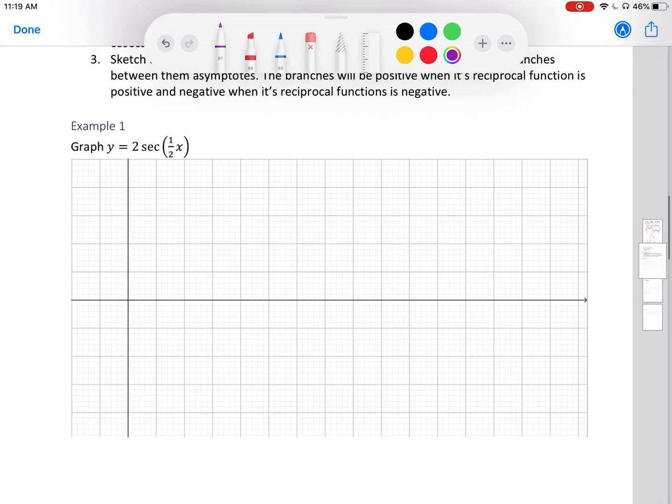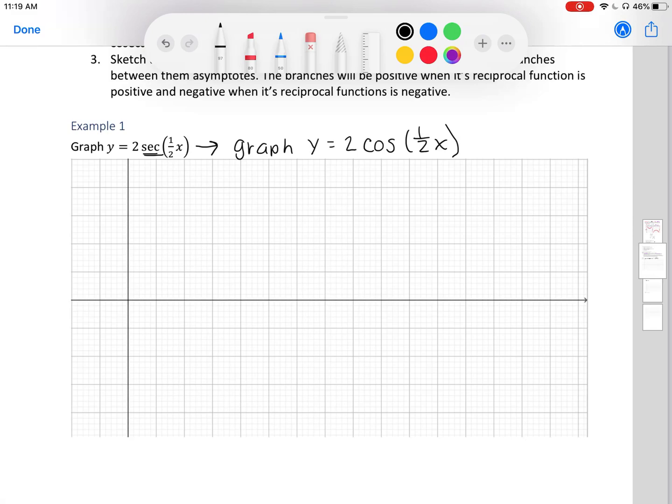So let's draw y equals 2 secant of 1/2 x. To do so, you're actually going to begin by graphing its reciprocal. So y equals 2, the reciprocal of secant is cosine, of 1/2 x. All right, let's go ahead and begin graphing it.